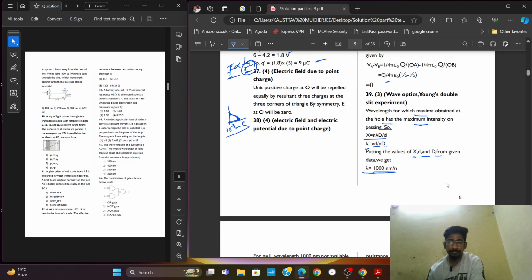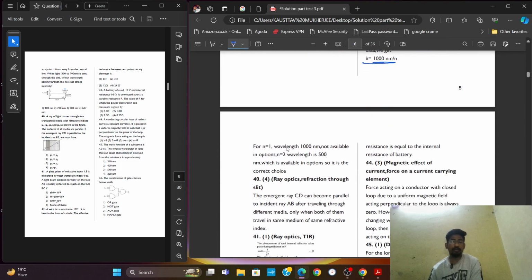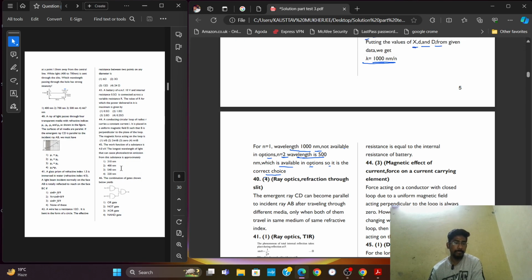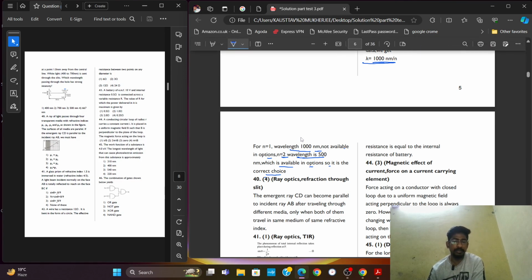1000 nanometer. Yes, if the value of n is 1, the wavelength is 1000 nm, which is not available in the options. For n equals 2, the wavelength is 500. So which is available? That means 500 is the correct choice. Option number 3 is correct. This is a trial and error method, right? Sometimes you have to put n as 1, 2, and see which answer is given, right?